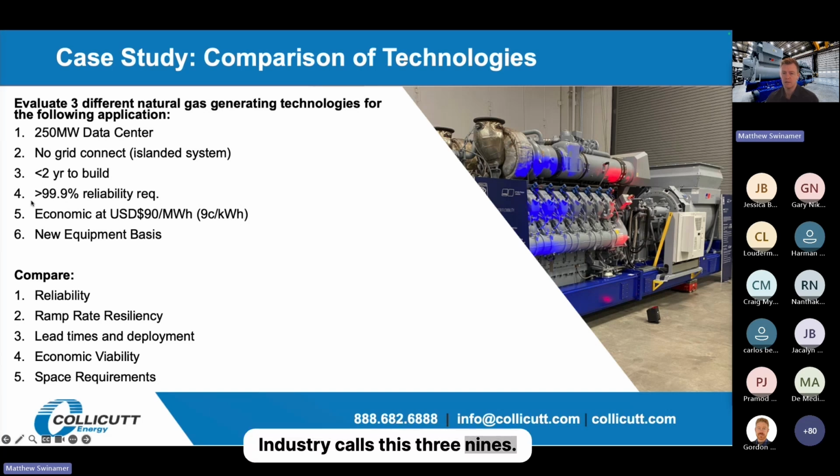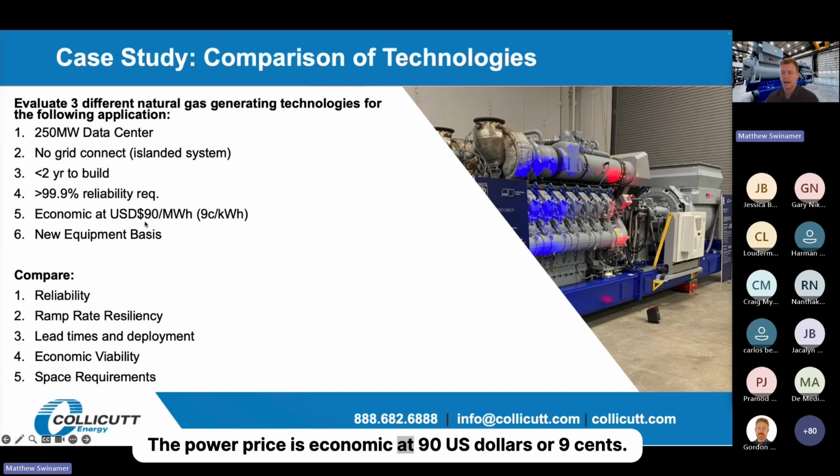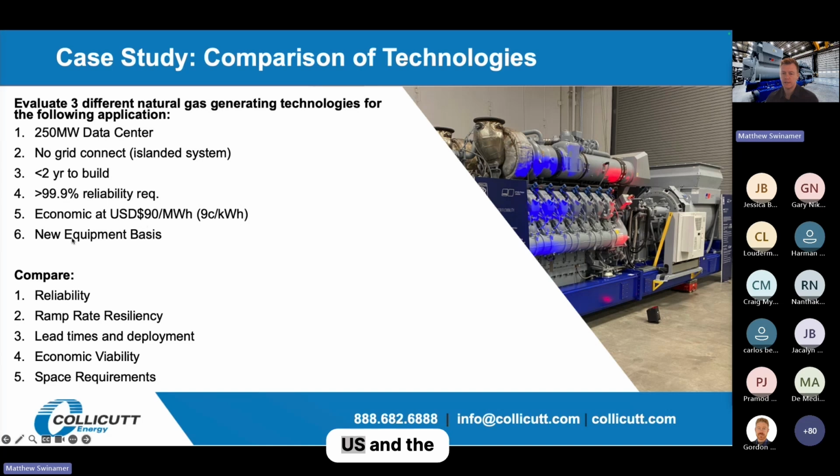It requires an uptime and power availability of 99.9% reliability. Industry calls this 3 nines. The power price is economic at $90 or 9 cents. So US, and the equipment is based on new equipment.